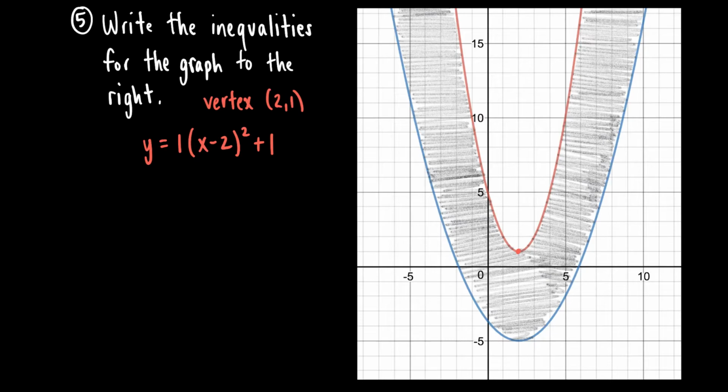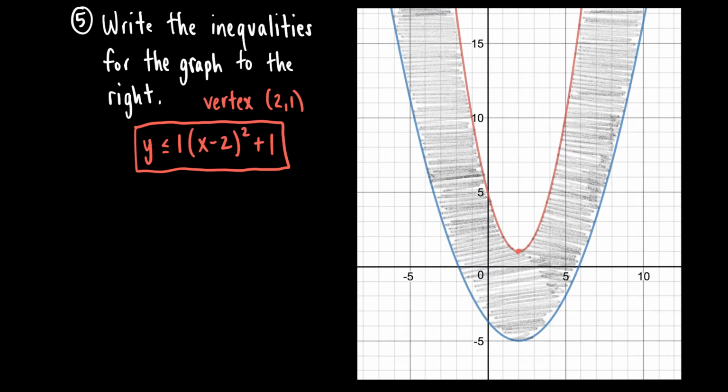We don't want to be equal. On the red one, we want to be less than or equal to. We want to shade below. So we're going to say less than or equal to. We don't really need the 1 in front of the parentheses there. If you just wanted to say x minus 2 squared plus 1, that's fine.